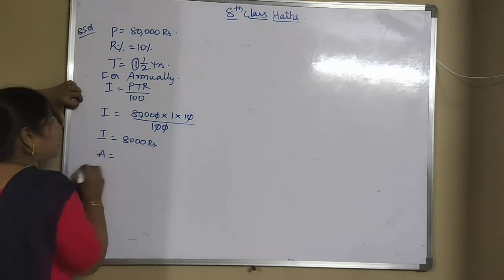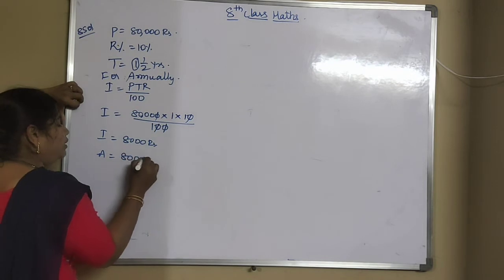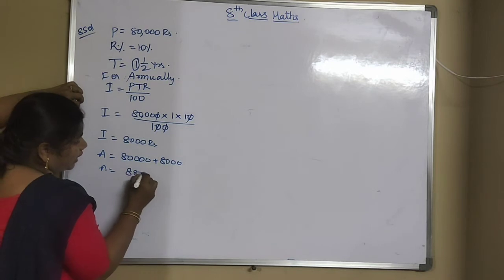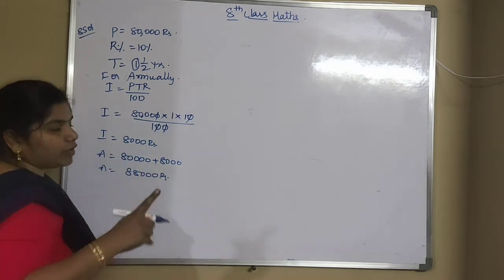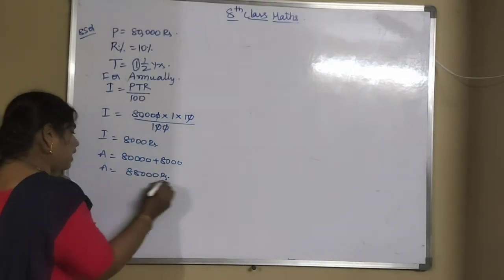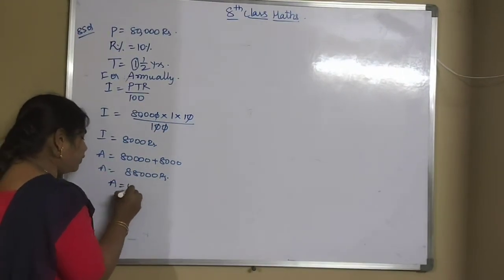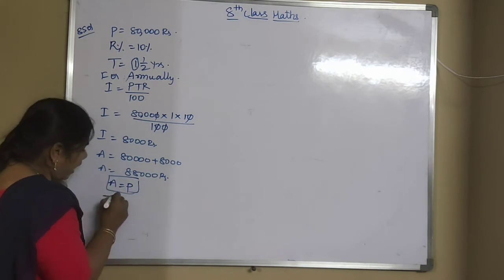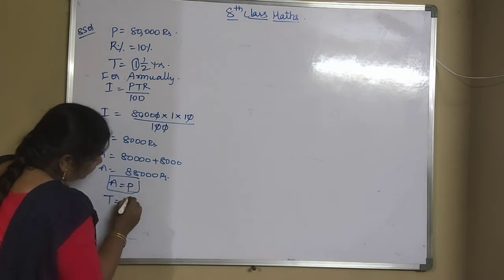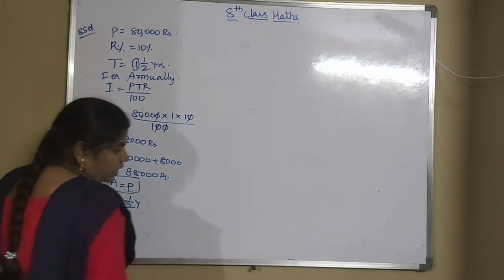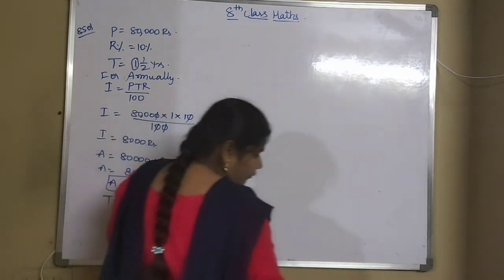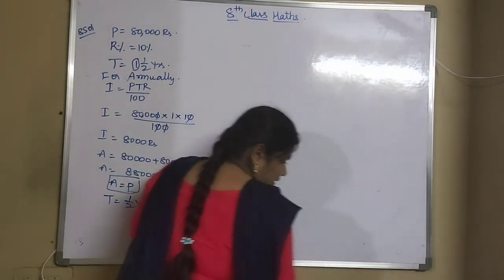So what will be the amount here? That will be 80,000 plus 8,000, which equals 88,000 rupees. This is only for 1 year. Now we have to find for the half year. So this amount will become the principal now. Amount will be equal to principal, and time is how much? Half year. Half year is nothing but 6 months.